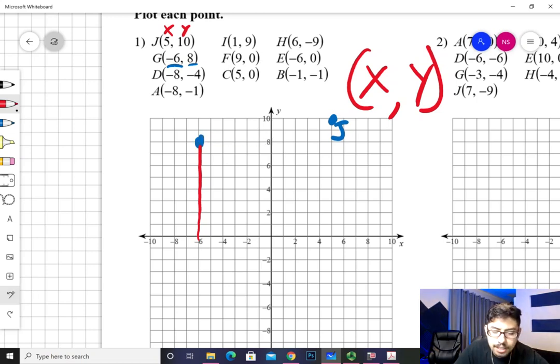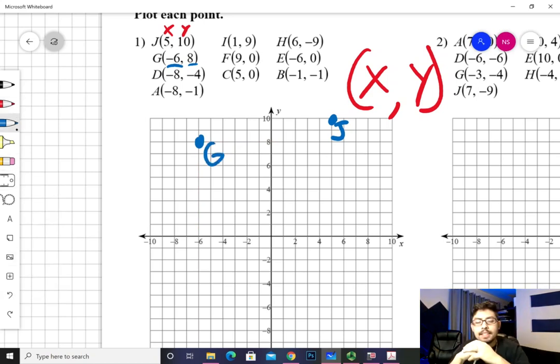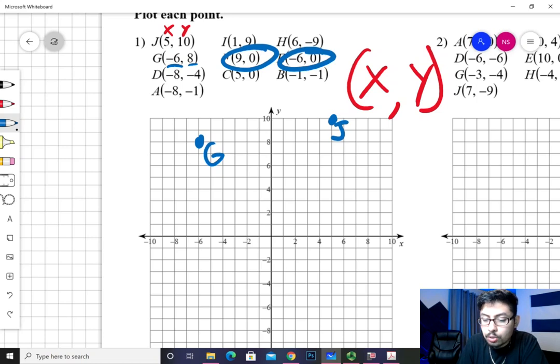Boom. We hit it, all right? That is my point G. Let's use the same color, G. Pretty straightforward how to plot points. The only thing you got to be worried about is your zeros. Let's do these two examples right there, your F and your E example.